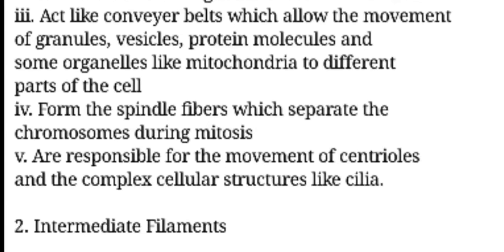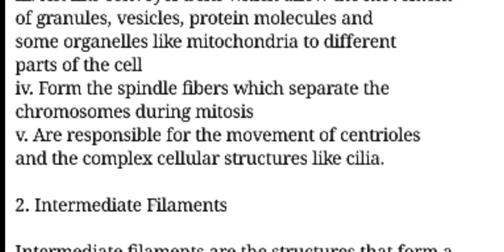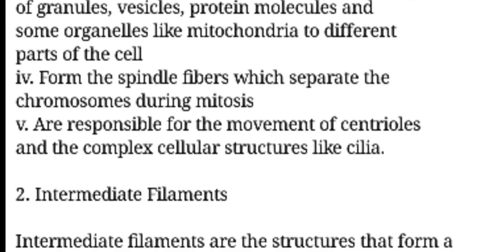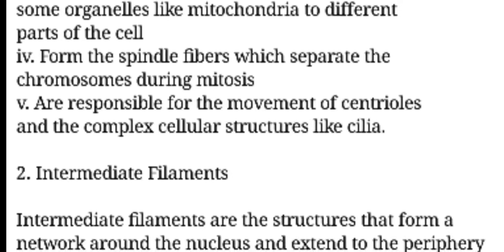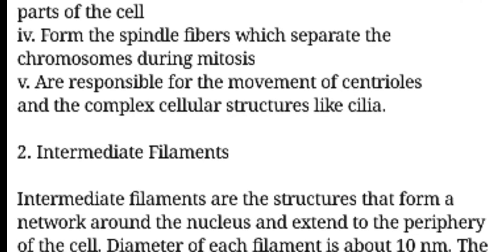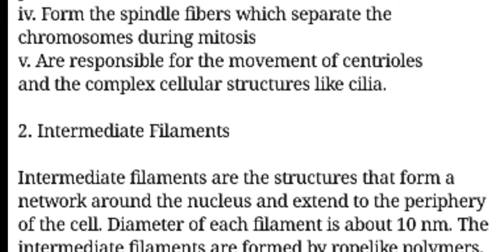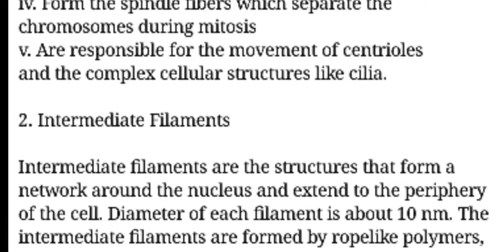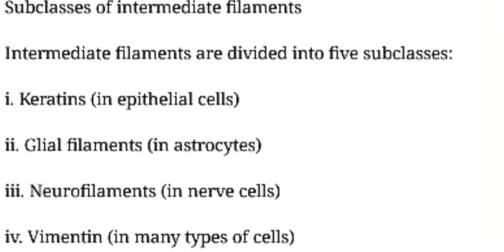2. Intermediate filaments. Intermediate filaments are the structures that form a network around the nucleus and extend to the periphery of the cell. Diameter of each filament is about 10 nanometers. The intermediate filaments are formed by rope-like polymers, which are made up of fibrous proteins. Subclasses of intermediate filaments. Intermediate filaments are divided into 5 subclasses.